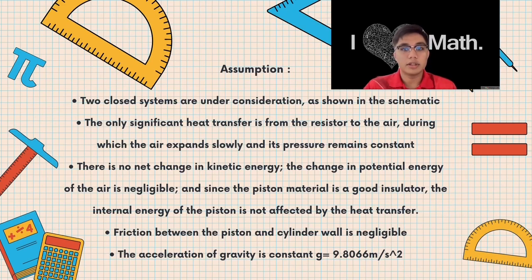The change in potential energy of the air is negligible, and since the piston material is a good insulator, the internal energy of the piston is not affected by the heat transfer. And then friction between the piston and cylinder wall is negligible. And lastly, the acceleration of gravity is constant, which is g equals 9.8 meters per second squared.